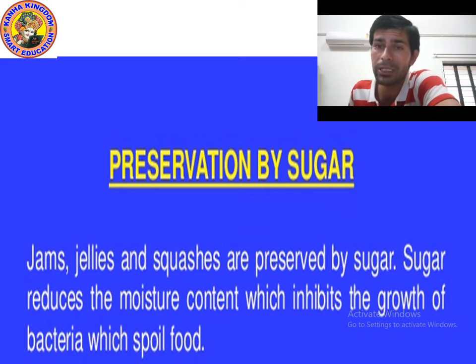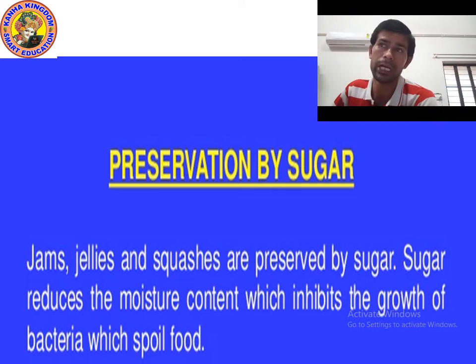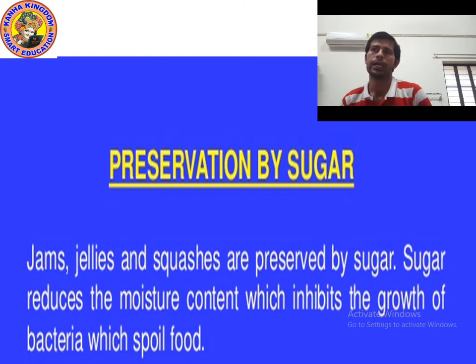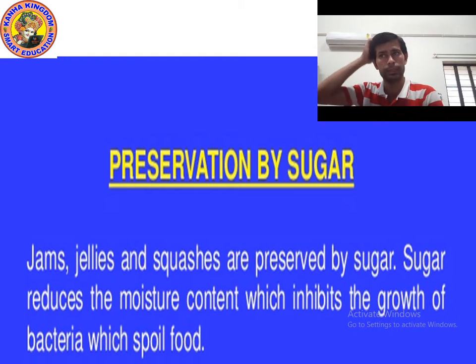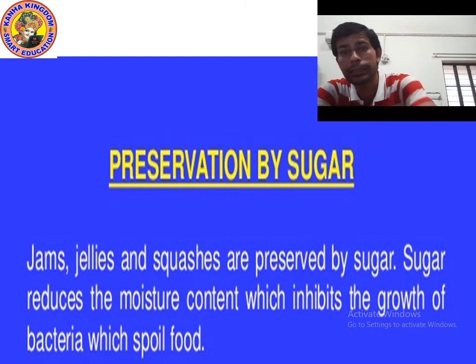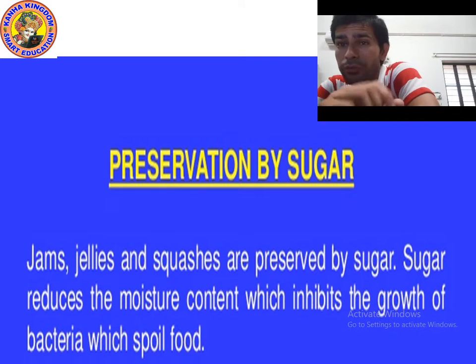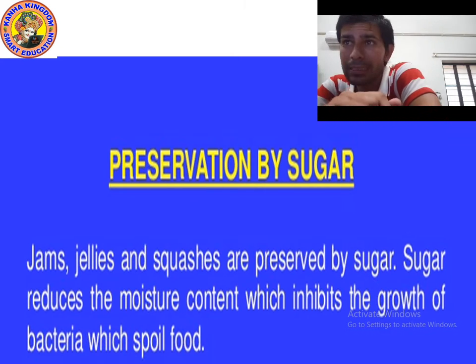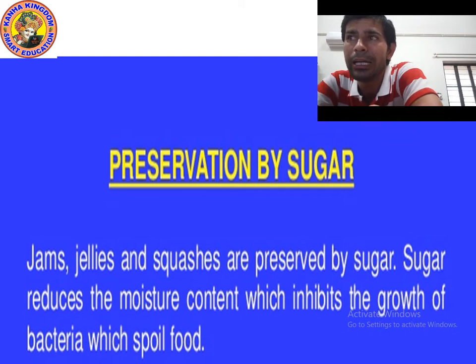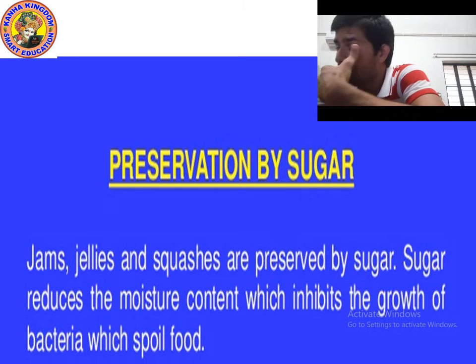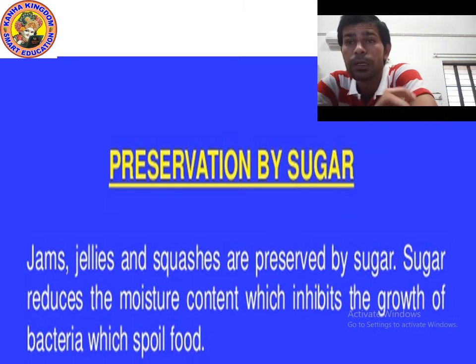So, preservation by sugar. How can we preserve? Jams, jellies, and squashes are preserved by sugar. Yes, sugar reduces the moisture content, meaning it reduces the water present, and inhibits, which means stops, the growth of bacteria which spoil food. So in this way sugar preserves.